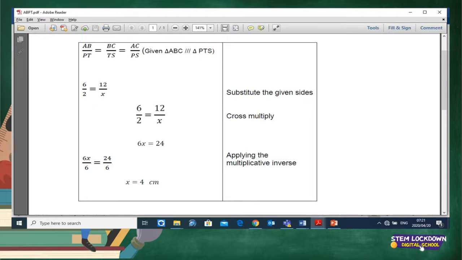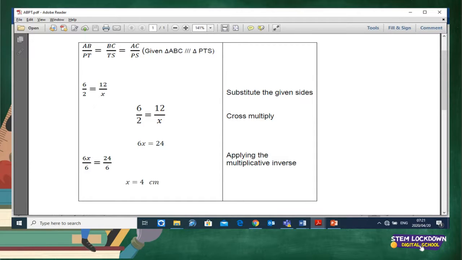But of course, if you solve it, you multiply both sides by 2X. You will see that the left-hand side will be left with 6X and the right-hand side 24. And of course, when you divide both sides by 6, you will see that 24 divided by 6 gives you 4. And of course, the last one will be your X value, which we have found.